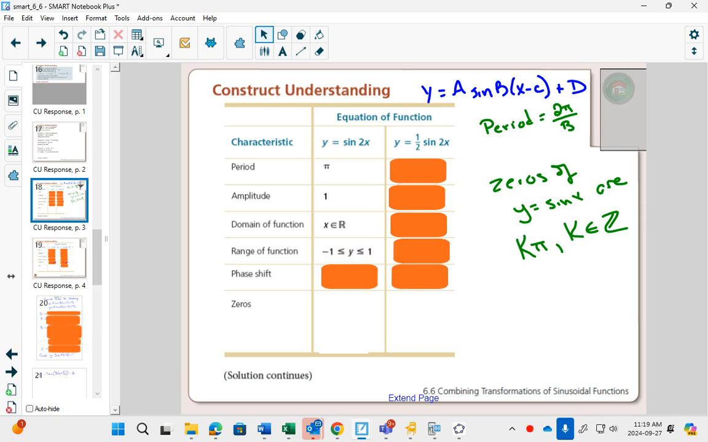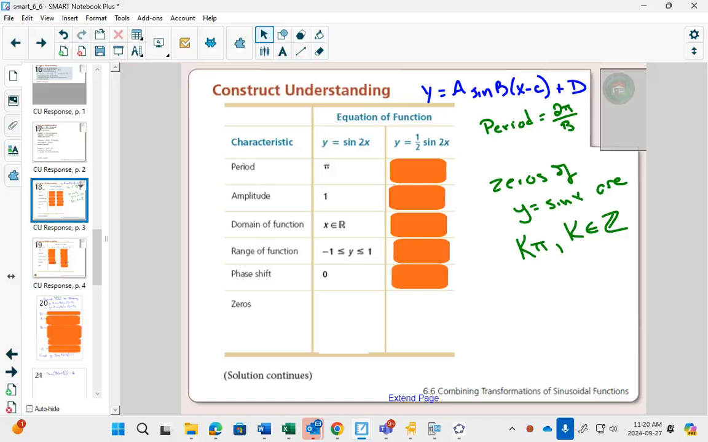Our range, that's our y values. Well, if the amplitude is 1 and the center line is 0, it would go up to positive 1 and down to negative 1. It hasn't been moved left or right, so you can write none or you could write 0. There's no phase shift. Phase shift is moving it left and right.